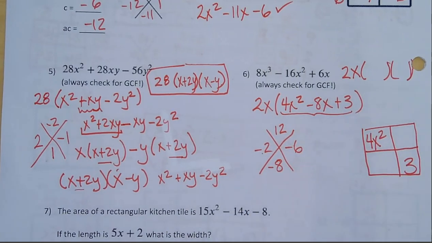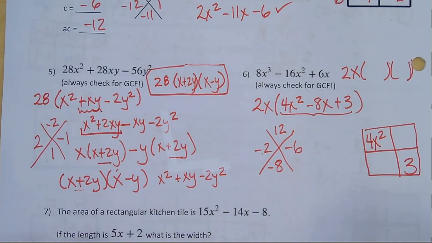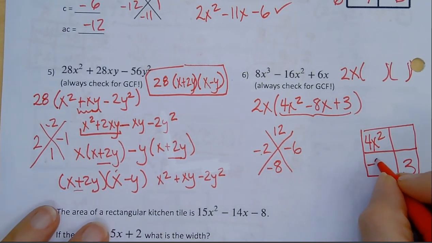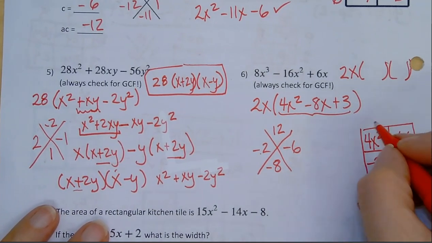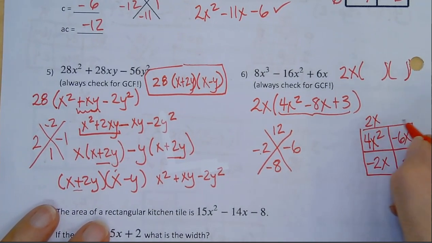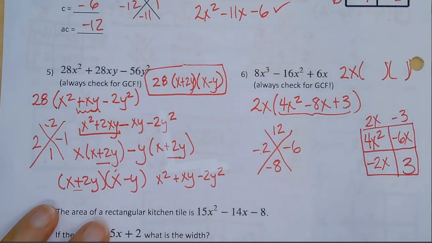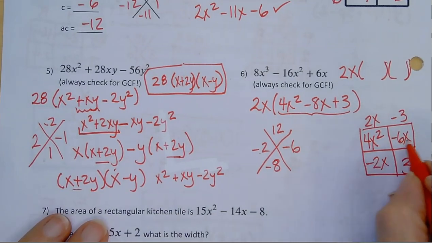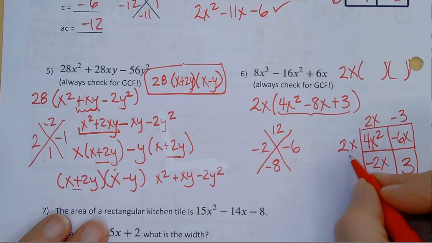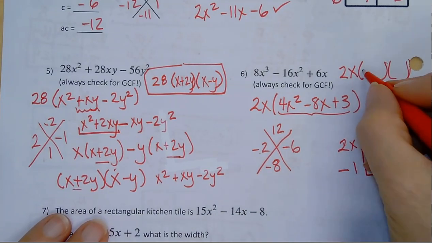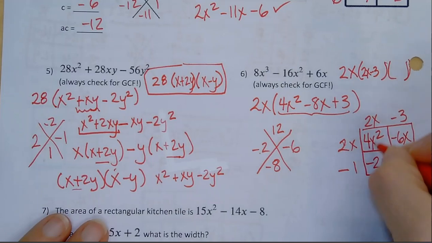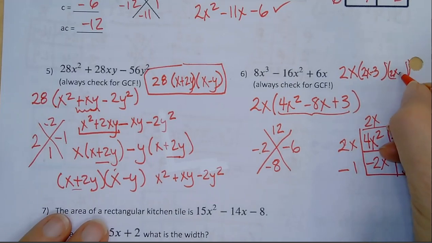Negative 2 times negative 6 is 12. Negative 2 plus negative 6 is negative 8. So I'm going to say negative 2x and negative 6x. All right, looking down, I can pull 2x. Looking down, I can pull negative 3. When you're looking into the box that's negative, you have to pull a negative out. Left to right here, that's 2x, and left to right here, negative 1 is the only thing I can get. So I know my answer is 2x minus 3 and 2x minus 1.